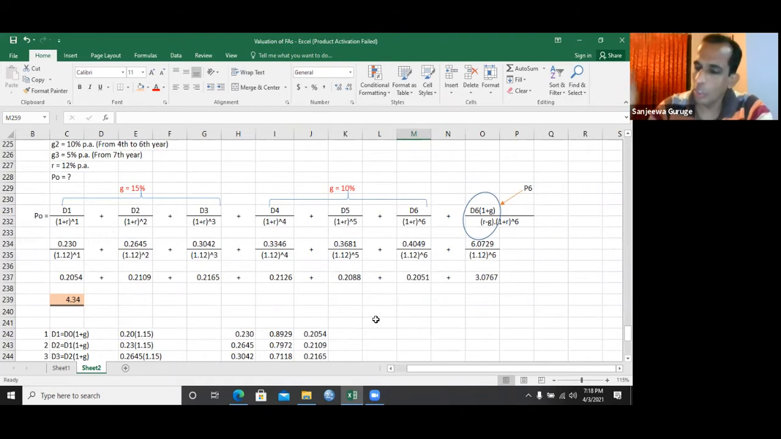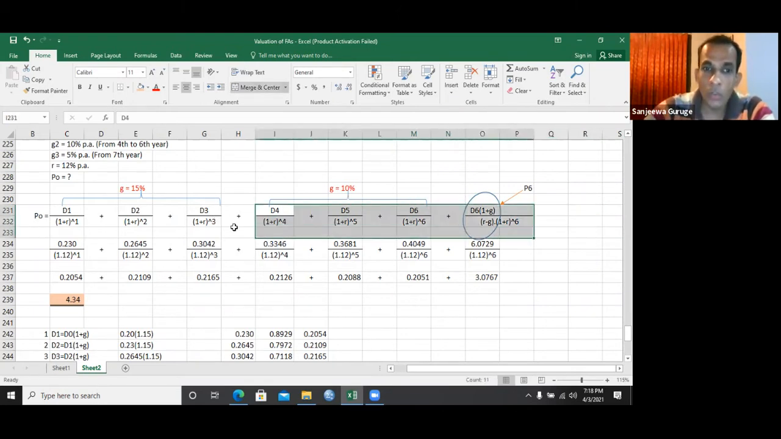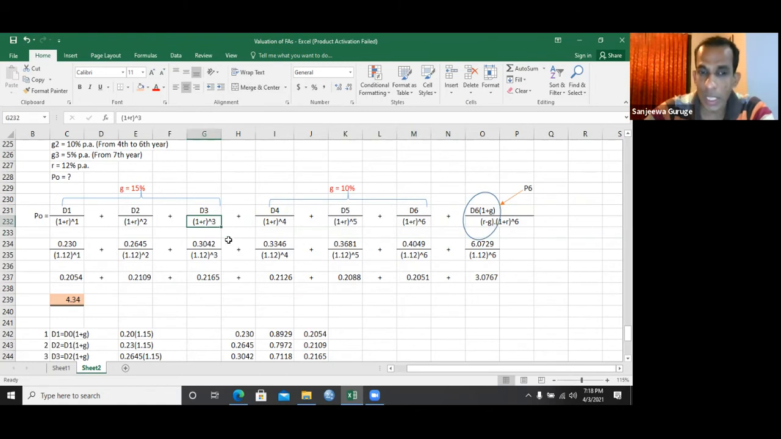Exactly. At any point, price is the present value of the future benefits. The person who is going to buy the share at the end of the third year is paying for the benefits he is going to get. What is the price he is willing to pay? He is willing to pay the present value of future benefits.